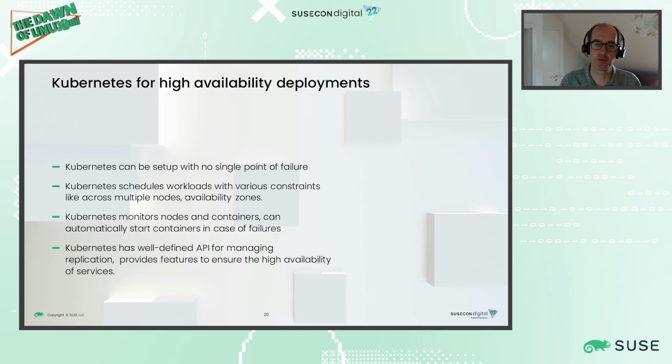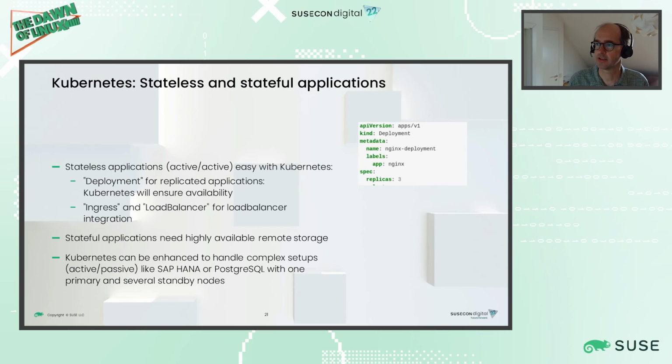For that, you need to set up Kubernetes for sure with no single point of failure, so that Kubernetes itself is highly available, which can be done. And then you can also schedule your workloads with constraints across multiple nodes, like not all of your processes running on the same node, or even over multiple availability zones. And there's an API as well for managing replication, for managing multiple nodes. So that's important as well. So with Kubernetes, if you have an active setup, your application is ready for that. Nothing to do. High availability is built into Kubernetes.